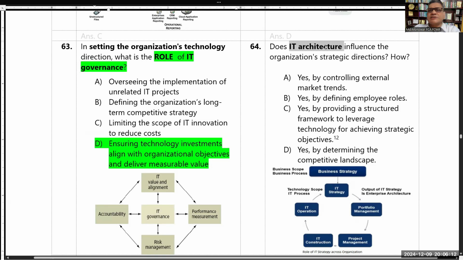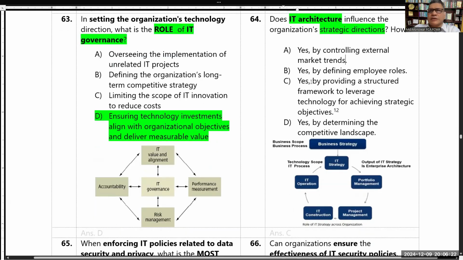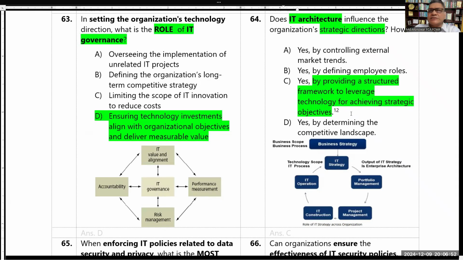Does IT architecture influence the organization's strategic direction? If yes, how? Yes, by providing a structured framework to leverage technology for achieving strategic objectives within the business strategy. That means business scope and process. Here, IT strategy, IT operations, IT construction, project management. That means IT project and portfolio management. Everything within the business strategy and aligned with the business is the role of IT strategy across the organization.